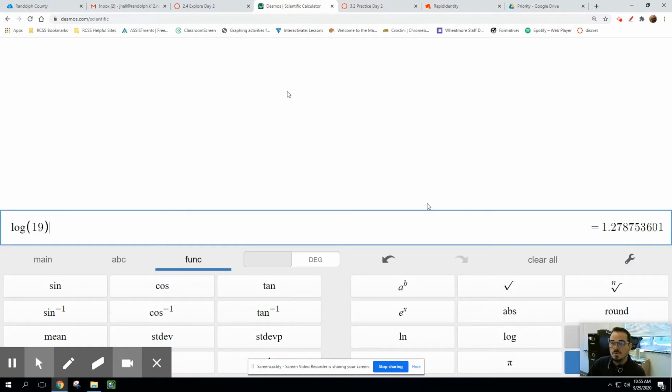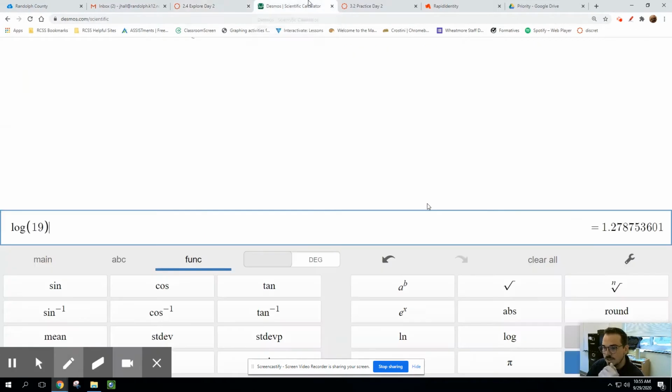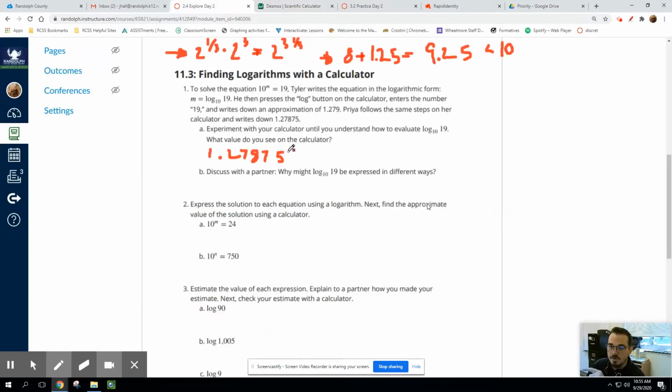And wait for me to go back to the other page. So let's see, 1.2787. Oh, I'm going to write them all down. 1.278753601. And you can write that out kind of just like that.